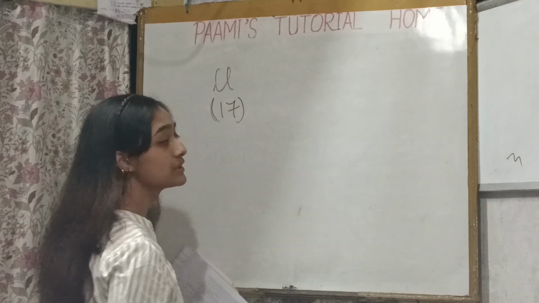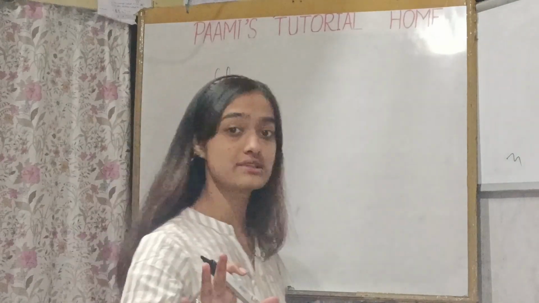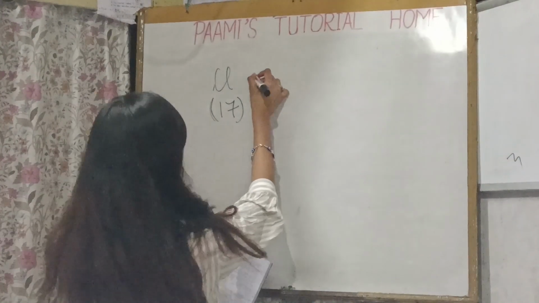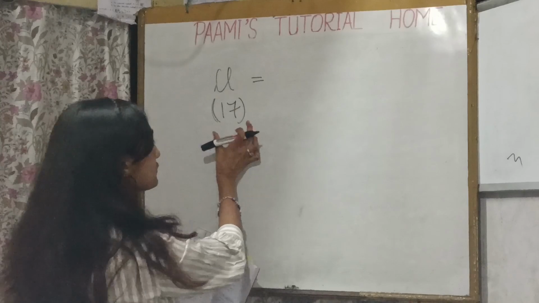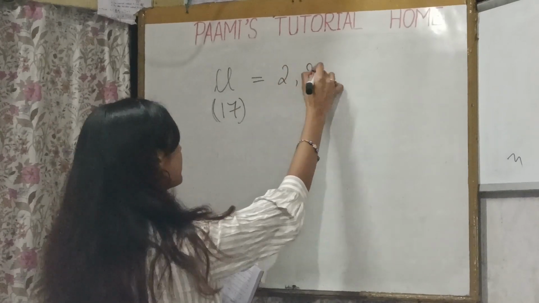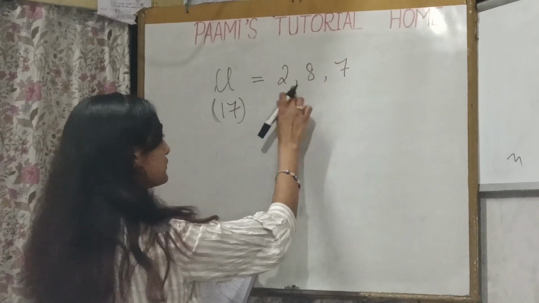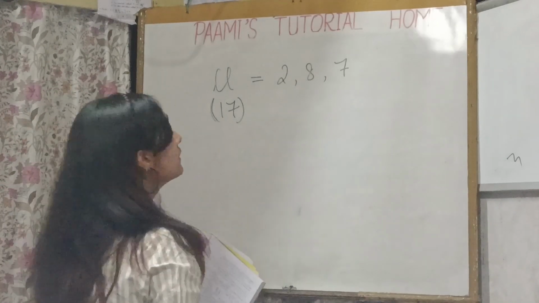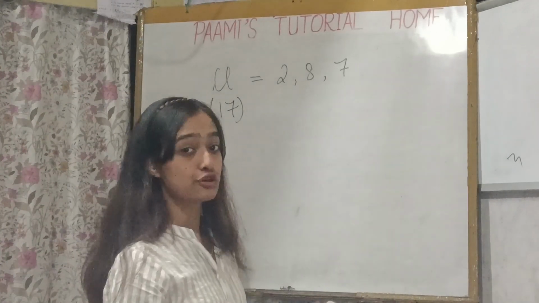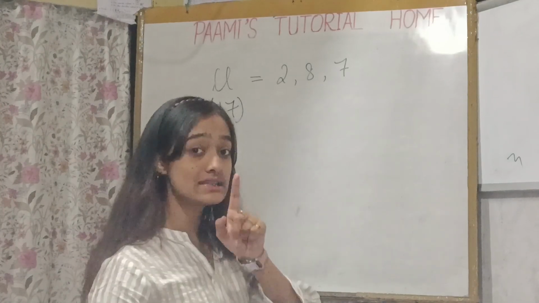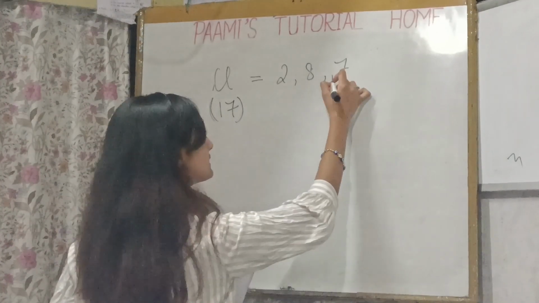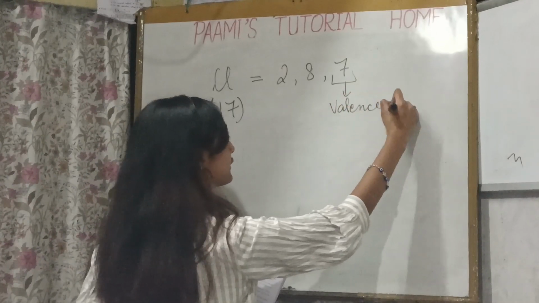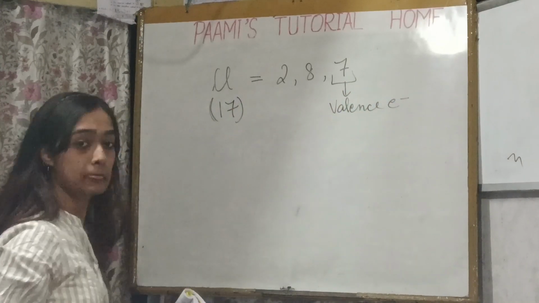Now we write the electronic configuration. Look, by now you have to know what is electronic configuration. Okay. So the electronic configuration of chlorine is 2, 8, 7. 8 plus 2, 10. 10 plus 7, 17. Right? We got this. So what is the valence electron of chlorine? Valence electron for chlorine is 7. This is the valence electron for Cl. Got it?